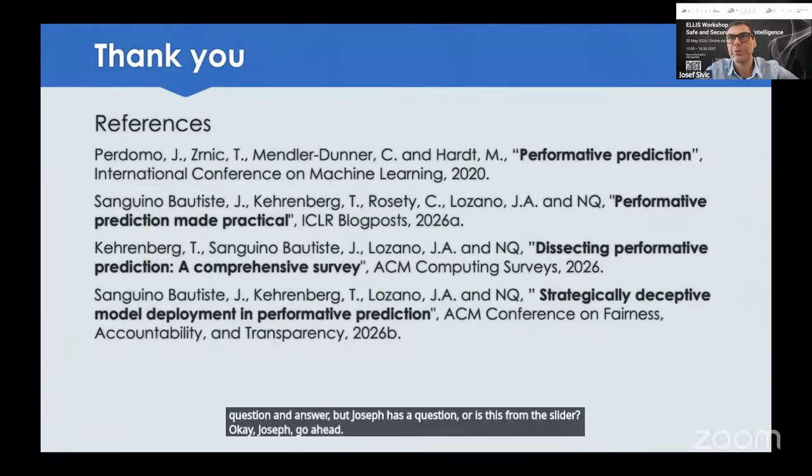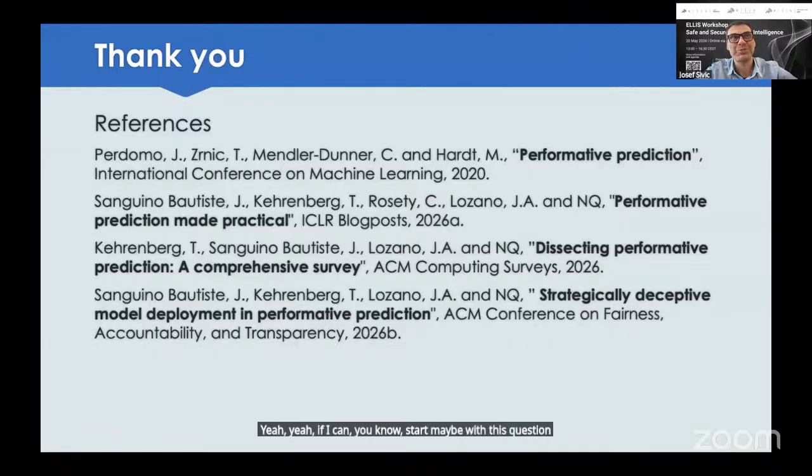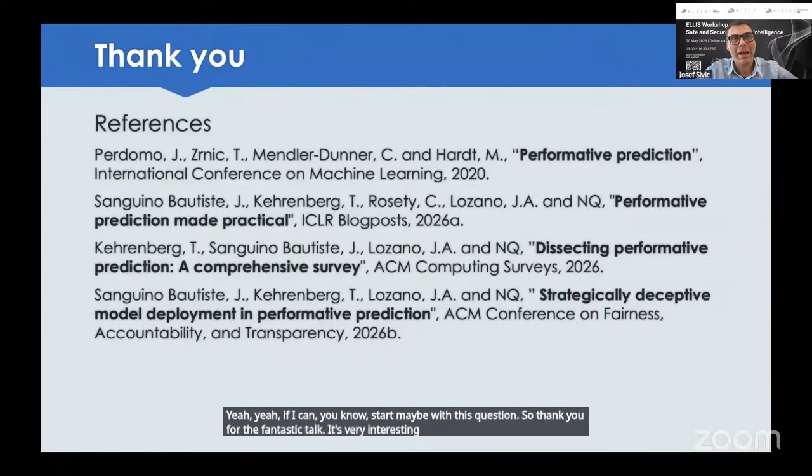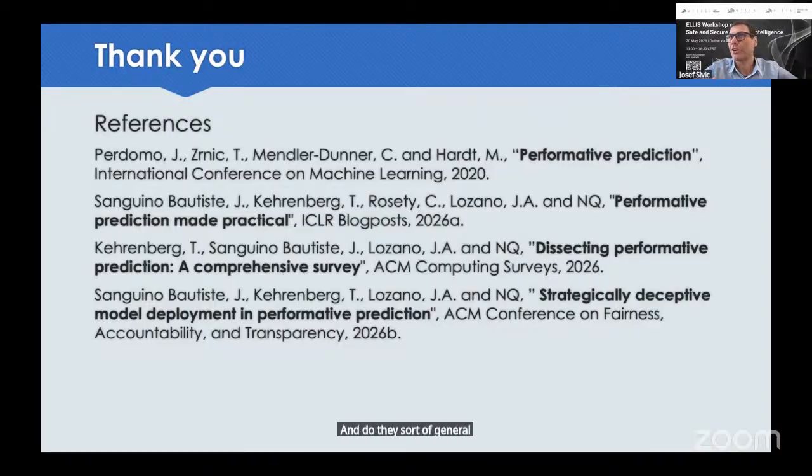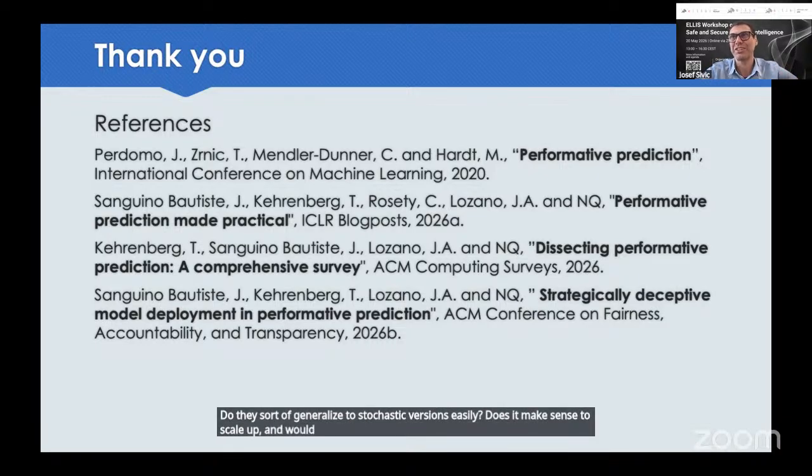If I can, start maybe with a question. So thank you for a fantastic talk. It's very interesting. I would like to ask actually two questions. The first one is, do your algorithms naturally generalize? You mentioned the momentum and other graphs. Do they generalize to stochastic versions easily, does it make sense to scale up, and would it scale up to stochastic and distributed settings potentially? What's kind of the workhorse of the current models?